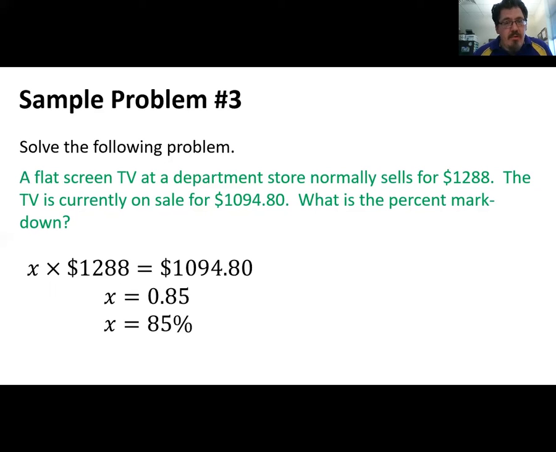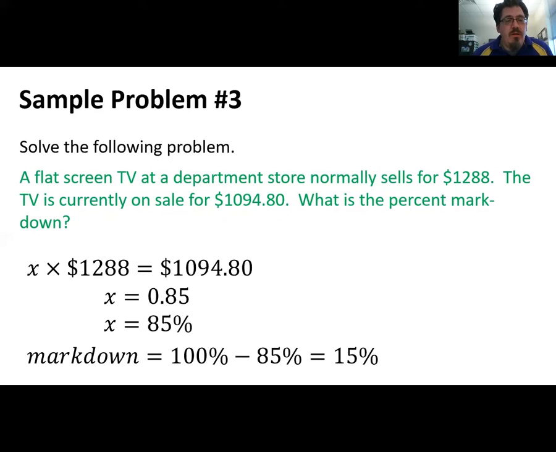What that means then is if we want to figure out what the markdown was, we're going to have to find its complement. We're going to have to subtract from 100%. So 100% minus 85% is 15%. So what we actually did in this situation is it's like the store was having a 15% off sale. They found 15% of 1,288, subtracted that amount off to get the 1,094.80. Okay? So this is like the decrease in percent problems that we did in an earlier module. So kind of the same sort of process.